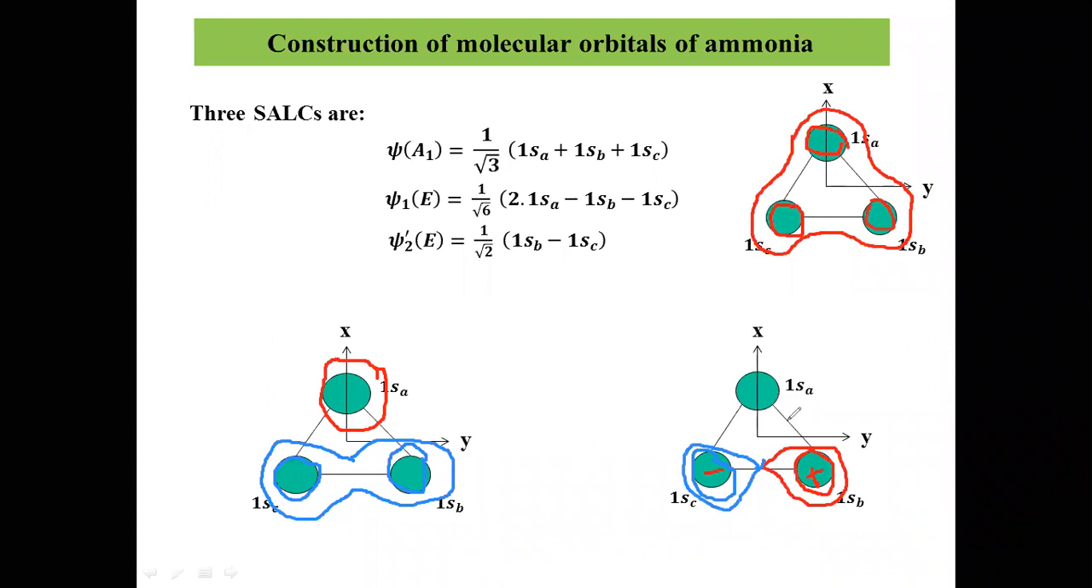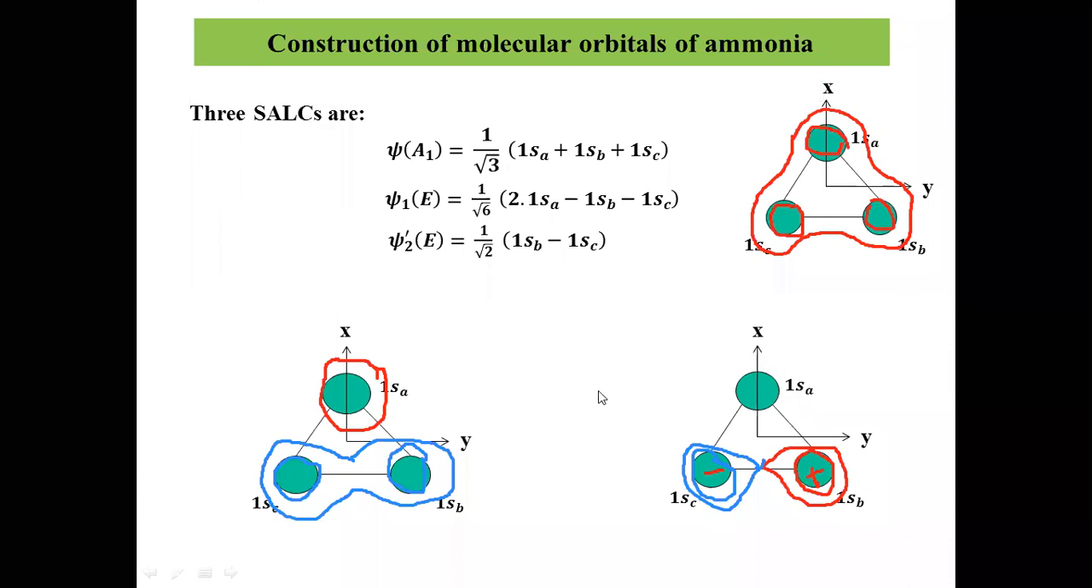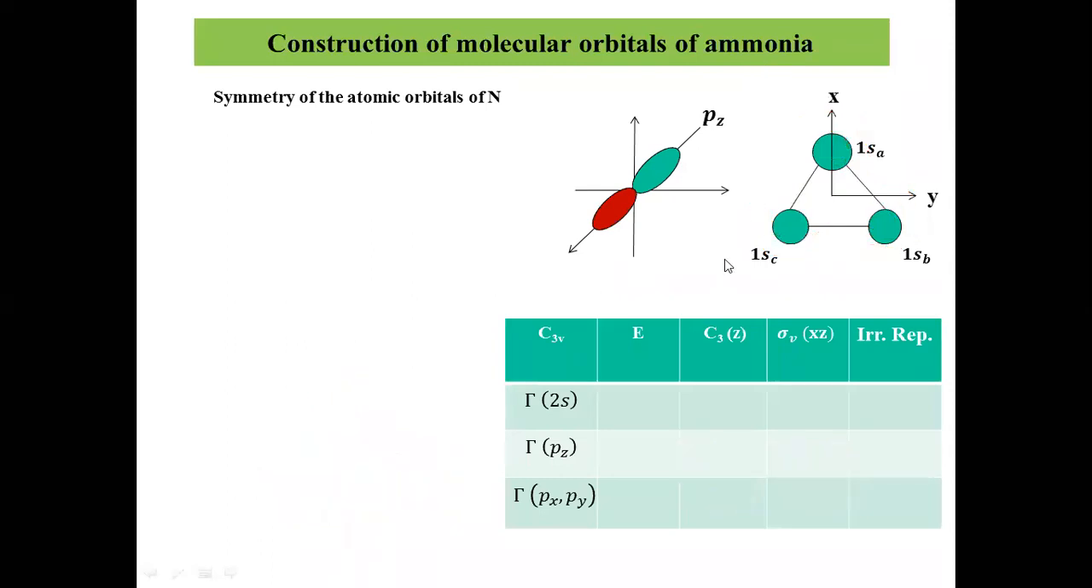It's like that, right? Okay, now what we have to go for is that whatever type of symmetry these SALCs are, we have to combine them according to the symmetry of the atomic orbitals of the nitrogen. Okay, so let's check the atomic orbitals of nitrogen and how they symmetrically span.